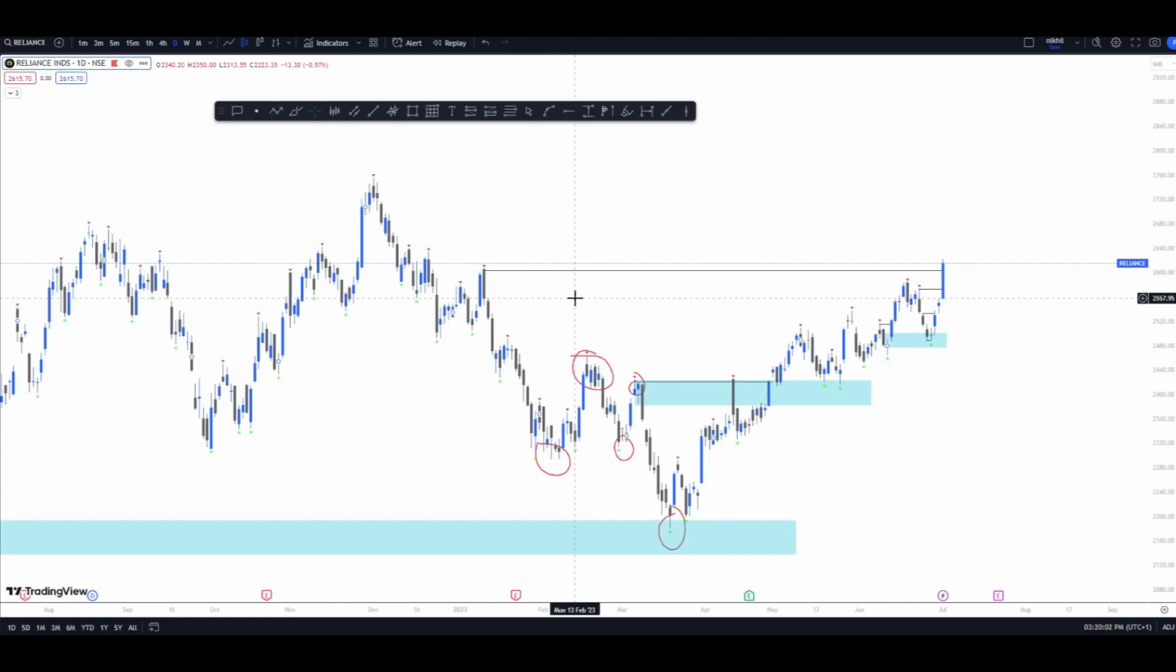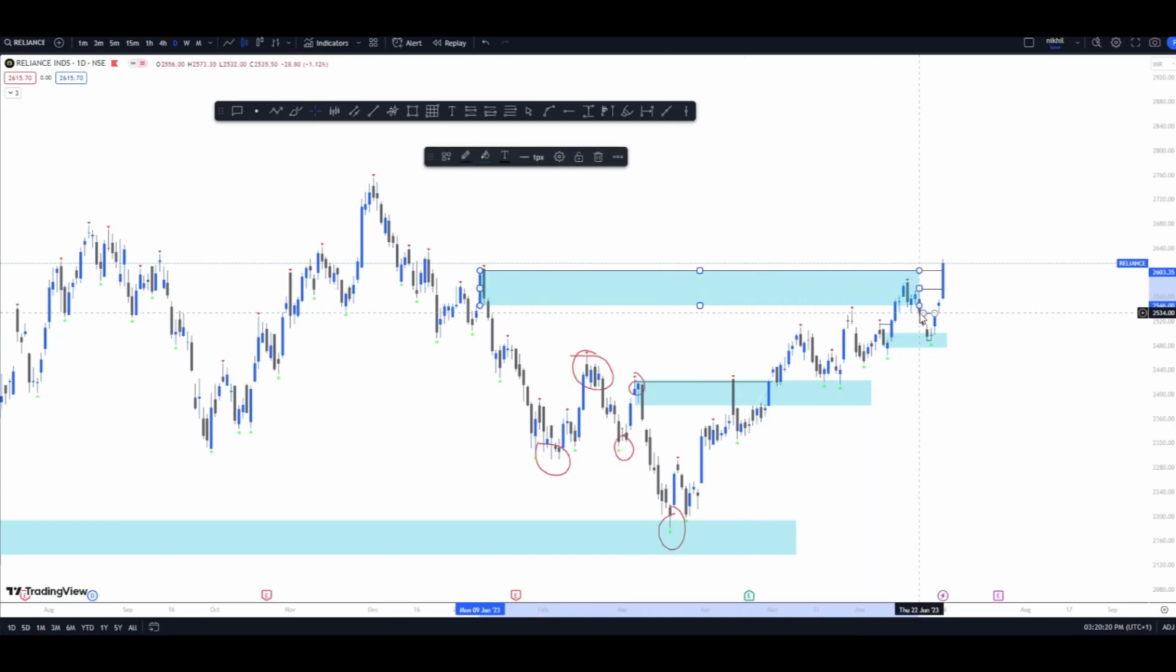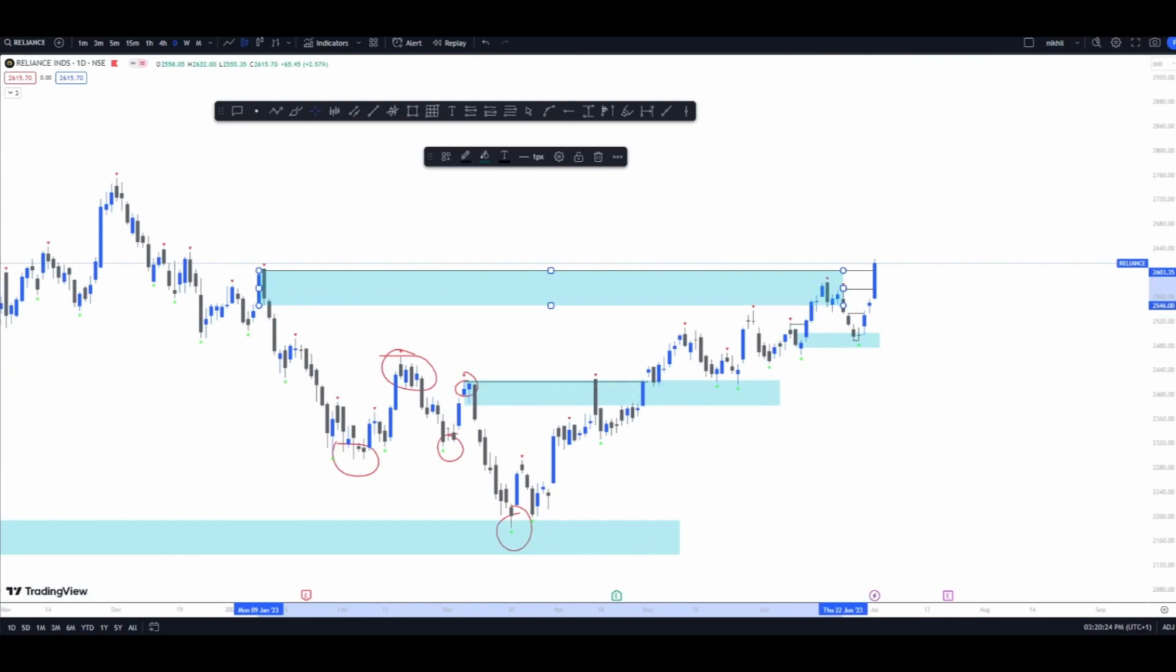मिटिगेट मीन्स वो टेस्ट हो चुके हैं. ओके, और जो लेवल्स टेस्ट नहीं हुए हैं उसको हम अनमिटिगेट बोलते हैं. नाउ हियर ये लेवल जब भी हमने ब्रेक ऑफ स्ट्रक्चर हुआ था यहाँ पे, ये लेवल को प्राइस ने टेस्ट नहीं किया था. ठीक है, और अगर मैं इसको एक्सटेंड करूँ, तो ऑन 19 जून को उसने वो टेस्ट किया था.